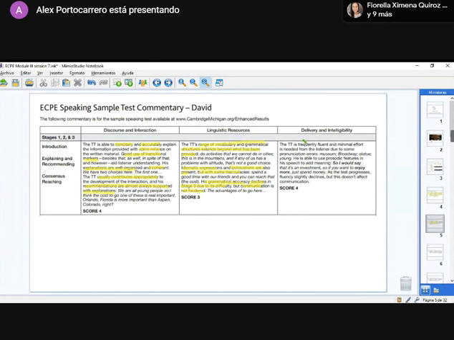And finally, delivery and intelligibility. The test taker is frequently fluent, and minimal effort is needed from the listener due to some pronunciation errors, right? There's some effort, but it's minimal.